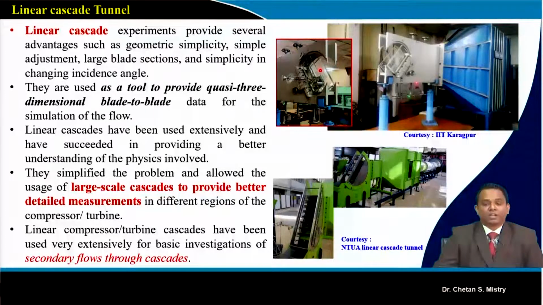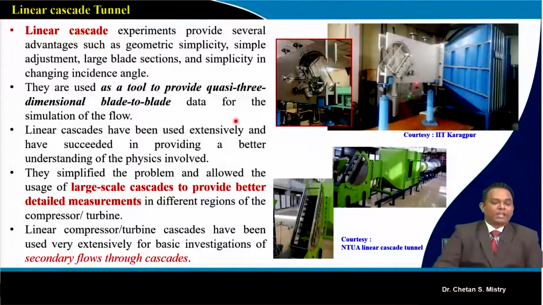Below, that is the NTUA linear cascade tunnel. Compared to the other cascade tunnel, the size of the test section is larger. We will realize the importance of having a larger size, but you can realize here that for low speed testing, these cascade tunnels are of great importance.